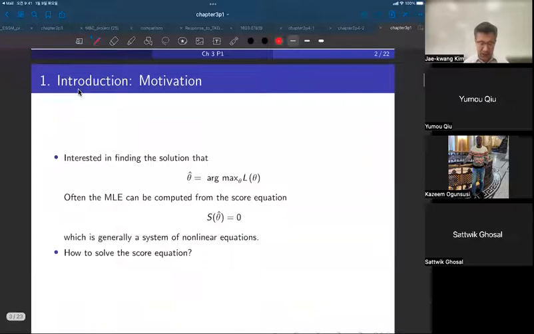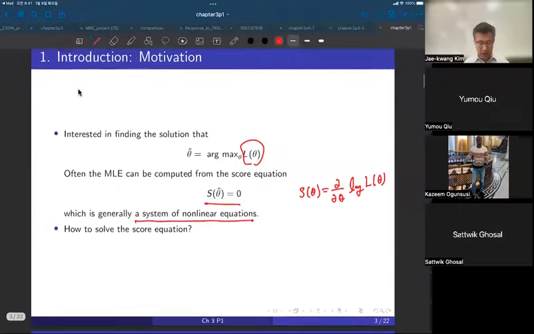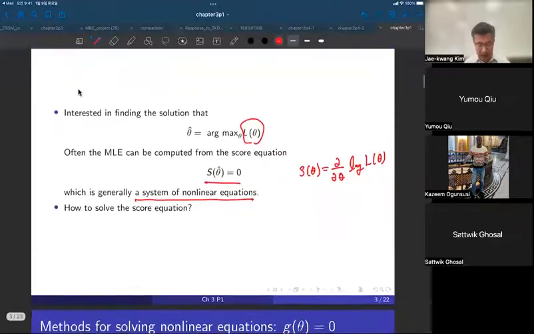So the motivation is that if we know the likelihood function, how can we compute the MLE? Usually it's based on solving the score equation, right? The score function is the partial derivative of the log likelihood function. This score equation is generally a system of nonlinear equations, and so the question is how to solve this nonlinear equation. Okay.